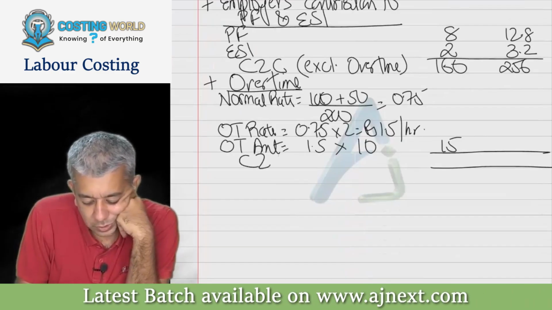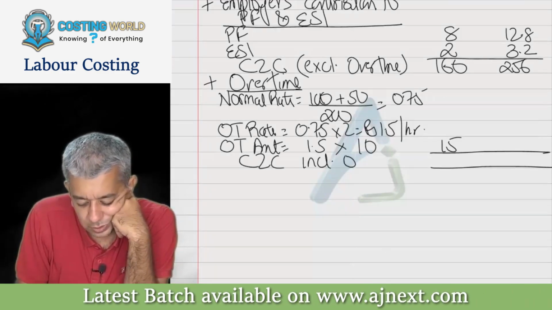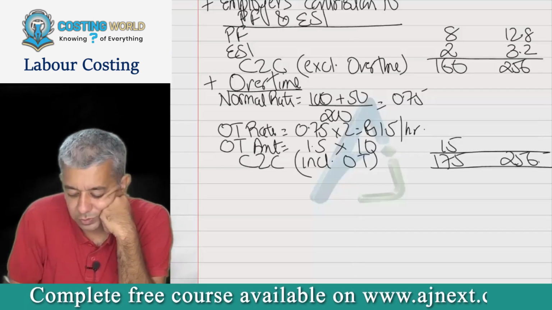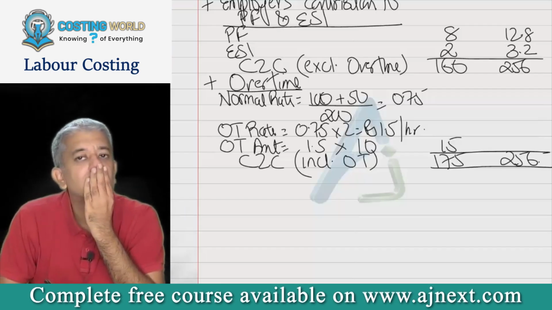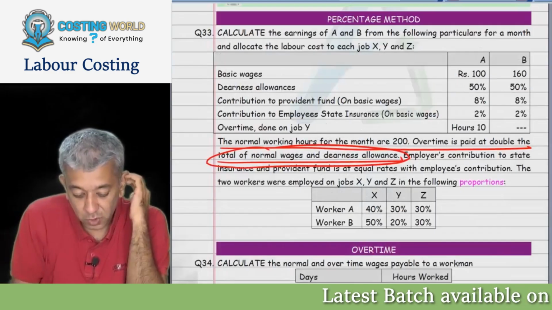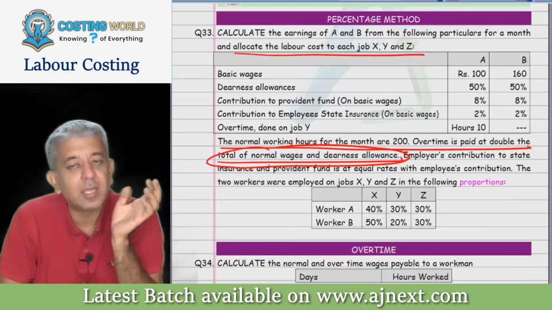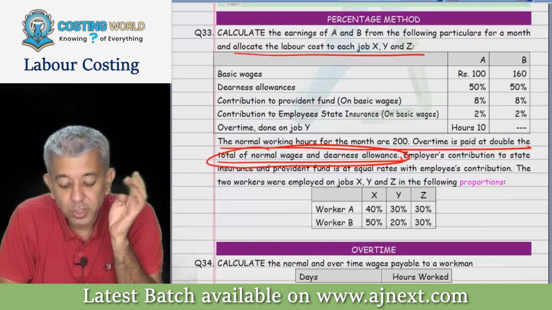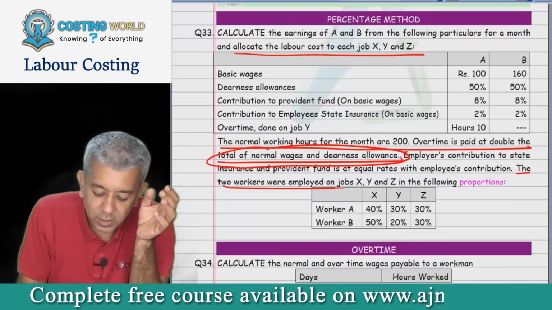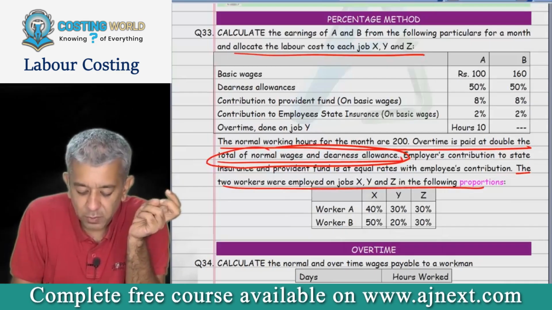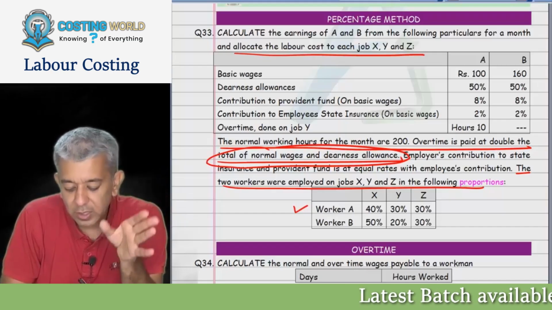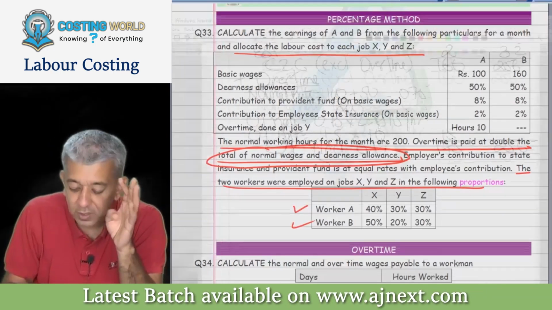So this is C to C, including overtime, 175, 256. Now listen to me very carefully. Now this cost, those guys have told, allocate the labor cost to each of the workers, to each of the jobs XYZ. Now see this line. The 2 workers were employed on the jobs XYZ in the following proportion. Worker A 40, 30, 30. Worker B 50, 20, 30.